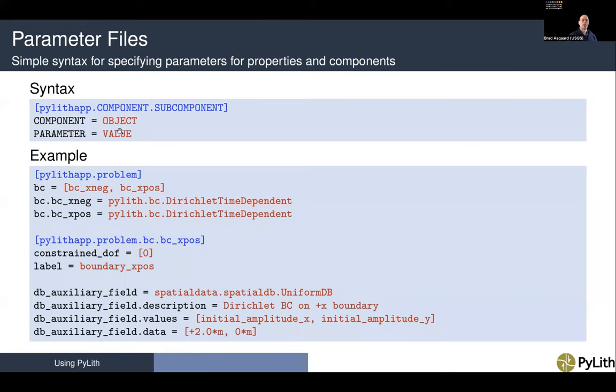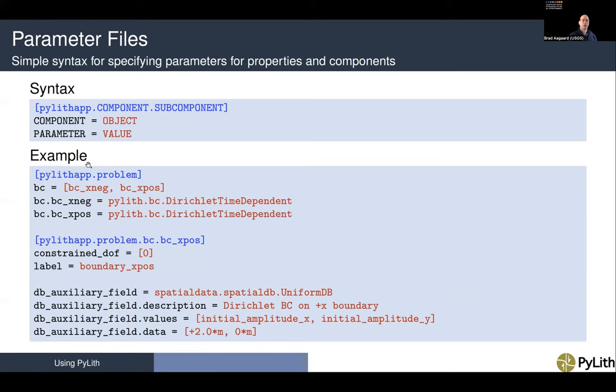So an example of this: here I'm setting up some boundary conditions. The boundary conditions are part of the problem component. I can set how many boundary conditions I have and give them names. So here I've created an array of two boundary conditions, one called BC_X neg and one BC_X positive. I'm applying this one to the X negative face, this one to the X positive face. I set up that those boundary conditions are Dirichlet time-dependent boundary conditions using this naming scheme that we'll talk more about later.